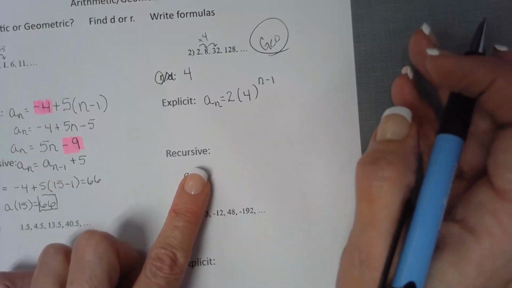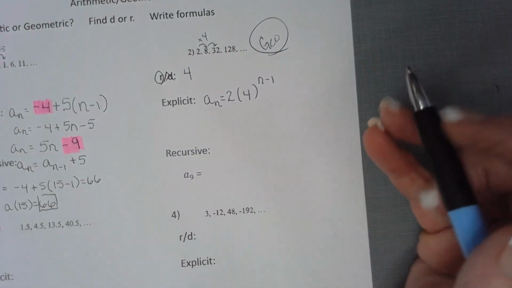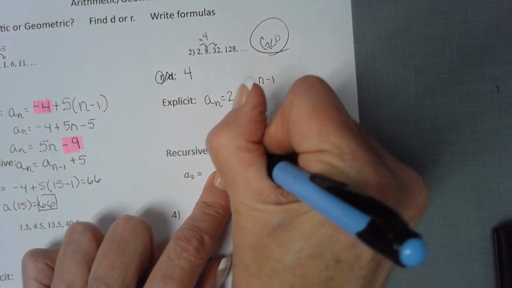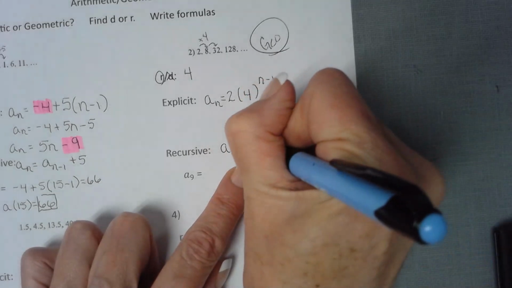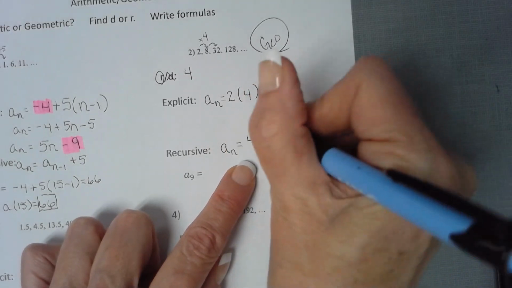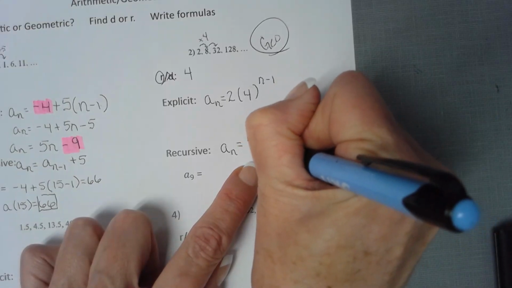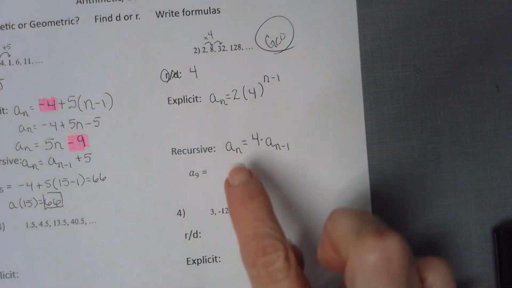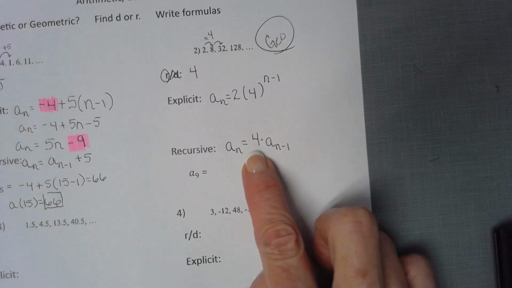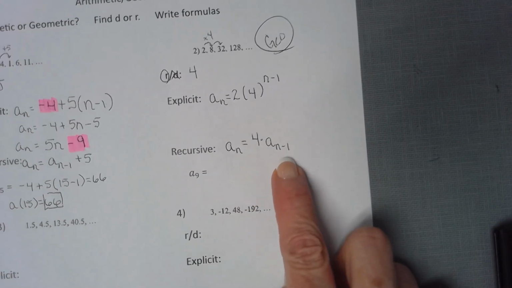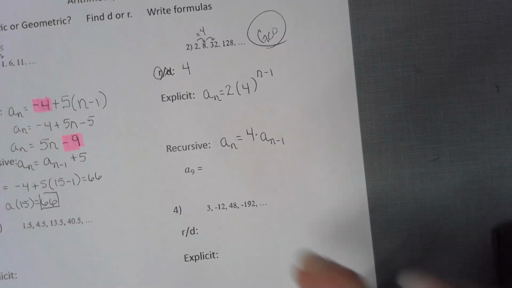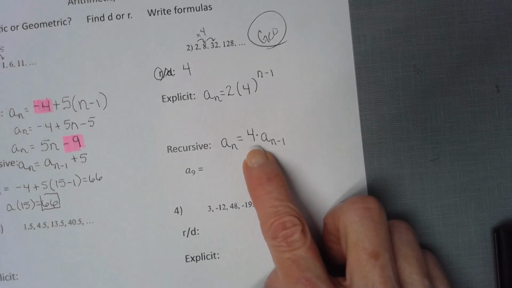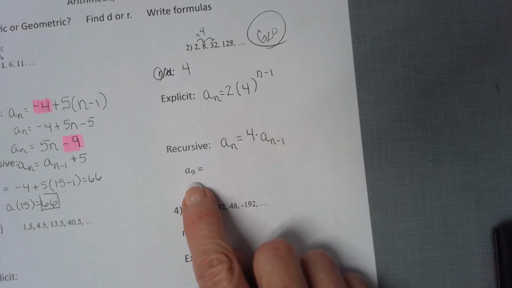So recursive, if you look over there, what recursive says is, if I want the value of a term, I multiply my common ratio times the previous value. If I want the value of the next term, I multiply my common ratio times the previous value. Really not beneficial for much, except to tell you that there's an R there and it's 4. Okay, now, what is this asking us to do?